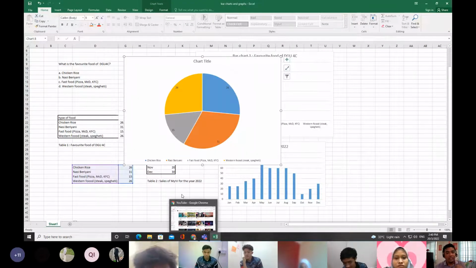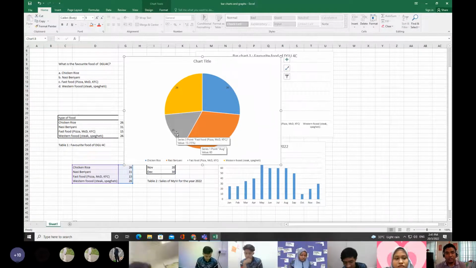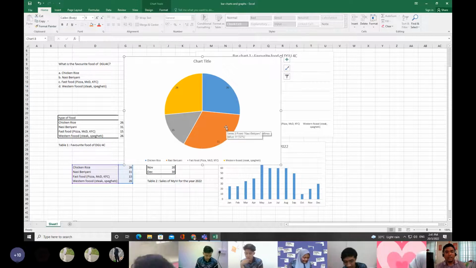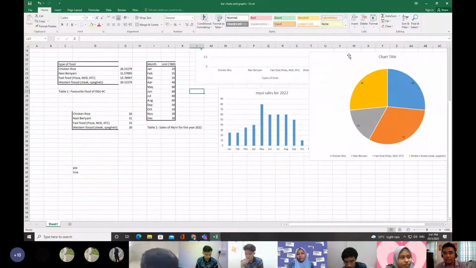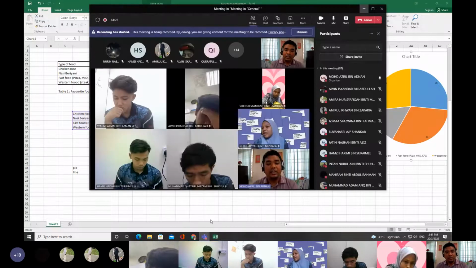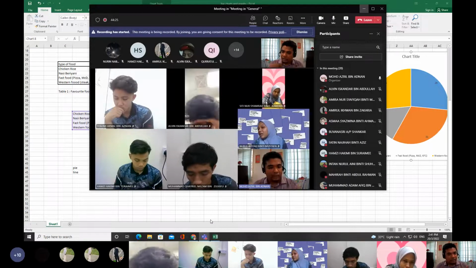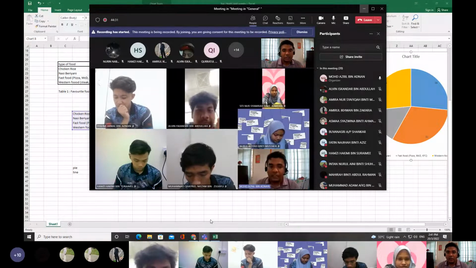At the first glance, you already know, okay, only 15% like fast food. Okay, 31% is big. So you can see which slice is the biggest and which slice is the smallest. So there is a difference between pie chart and bar chart. If you look at this bar chart here, you look at which data is the highest versus which data is the lowest. So there is a difference between the purpose of bar chart and pie chart. High data, low data. Which one is the biggest data and the smallest data?